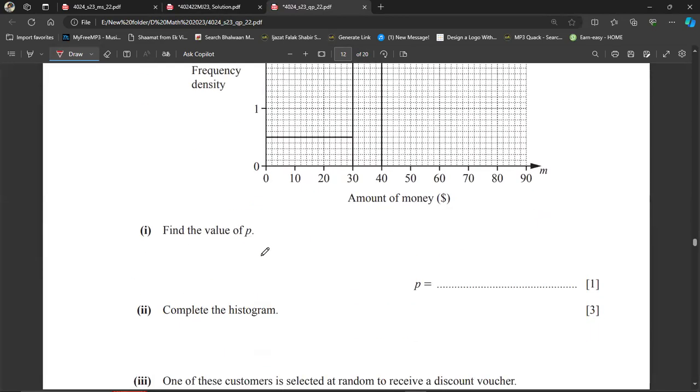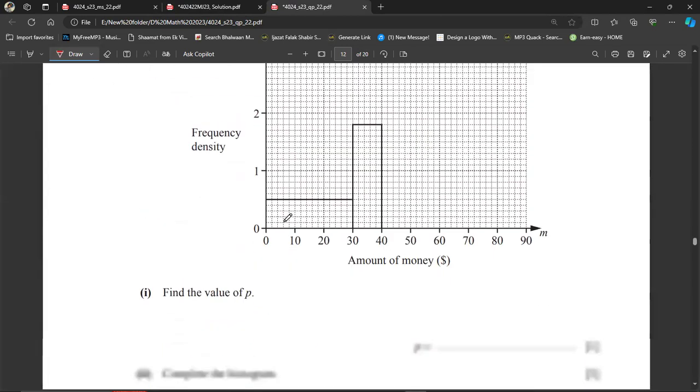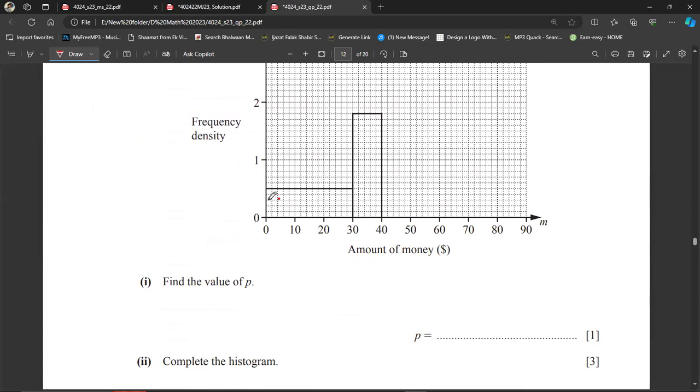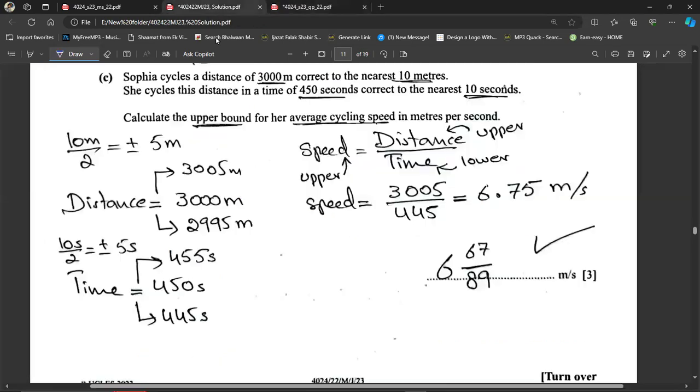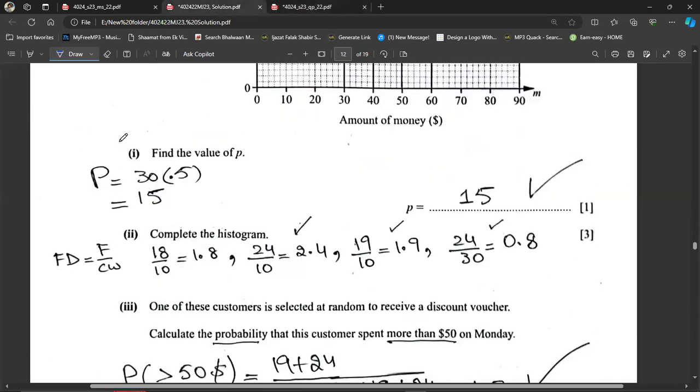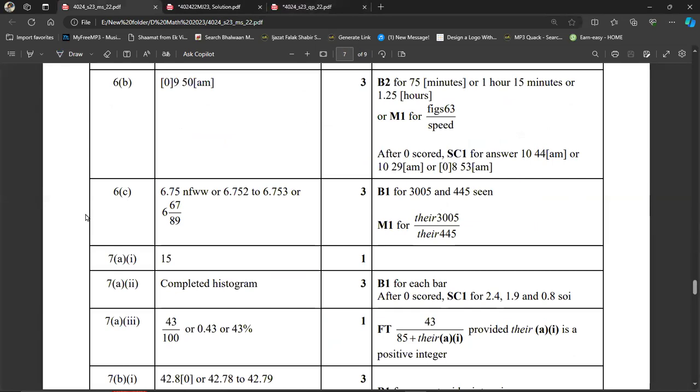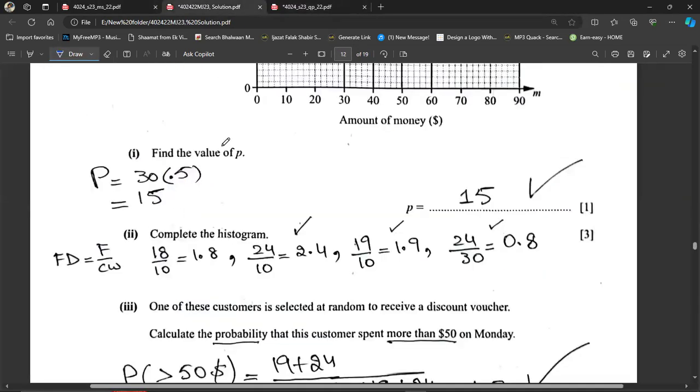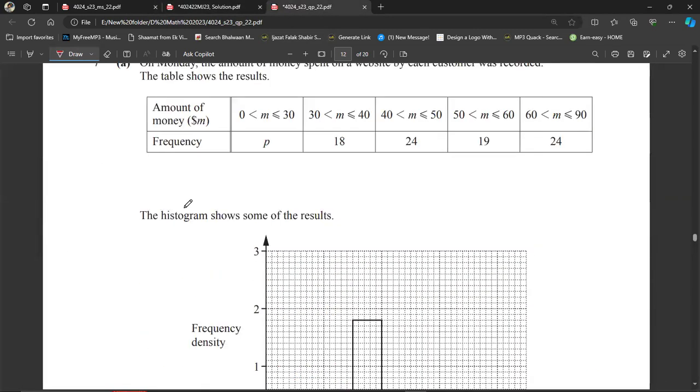The question is find the value of P. So P is the frequency of the first class. Its histogram is here. So simply find the area of the histogram for the first class. That will be equal to its frequency. Its length is 30, its width is 0.5. So if you multiply 30 by 0.5, you will get 15. So the P value is 15. This is the answer. Hopefully you understand how this is done.